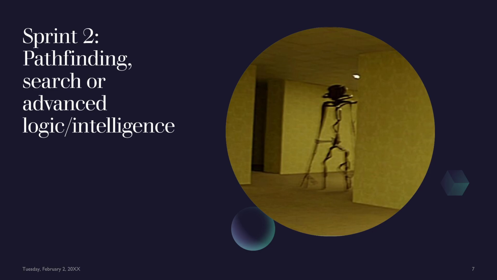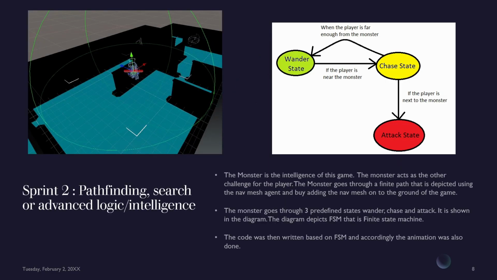Okay, Sprint 2: pathfinding, search, or advanced logical intelligence. That was basically going to the monster. So the pathfinding was a simple nav mesh. I made the ground static and added a nav mesh agent to the monster. So the monster is actually another challenge for the player.